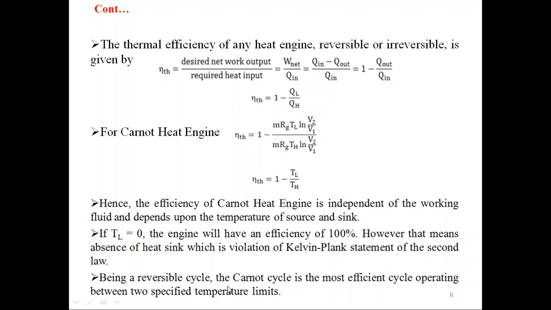Being a reversible cycle, the Carnot cycle is the most efficient cycle operating between two specified temperature limits. It means that whatever efficiency we will get from Carnot's heat engine, it will be the maximum efficiency.